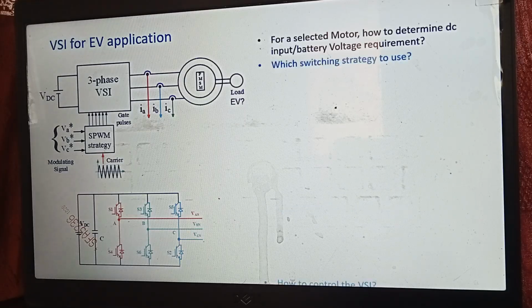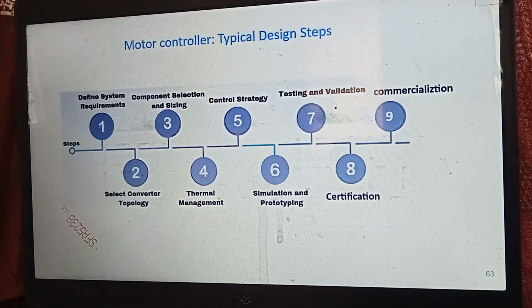This I'll skip. For the rest of the time, let me discuss typically what are the design steps that we use to finally get the motor controller hardware or final version done. Stepwise, first we start with defining the system requirement.